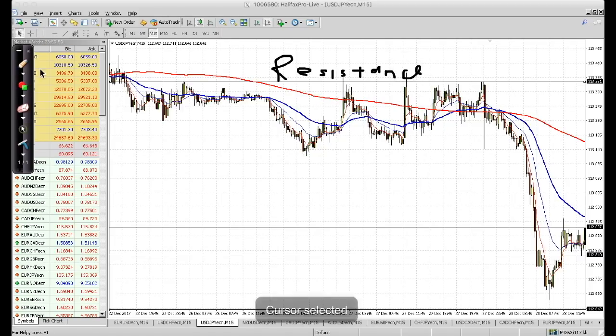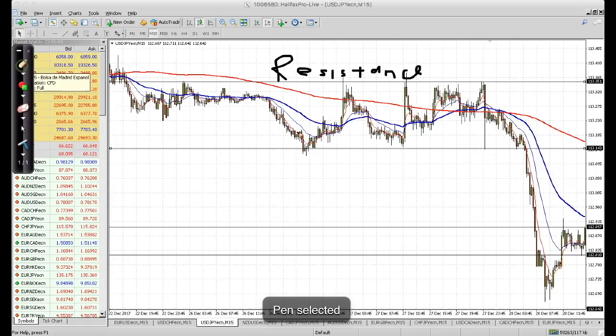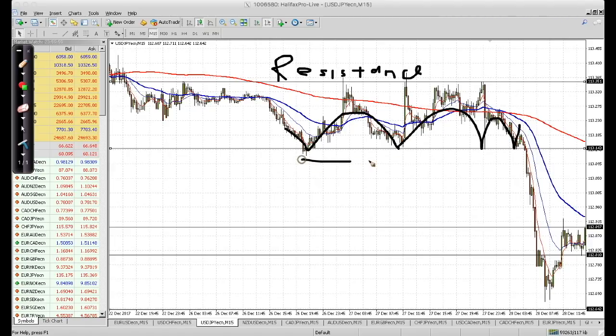Let me see. Yeah, I guess the closest would be there. Again, you can see a test of support, test of support, test of support, test of support, right? 1, 2, 3, 4, and then boom, it broke the support all the way down.